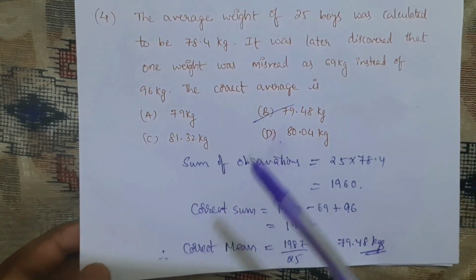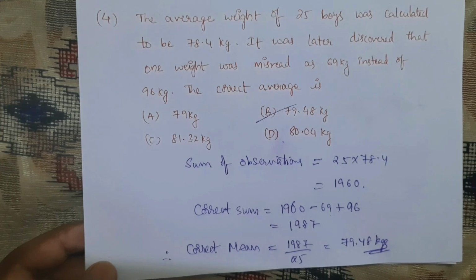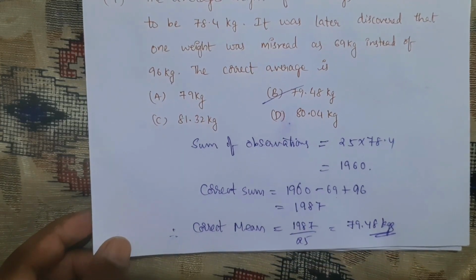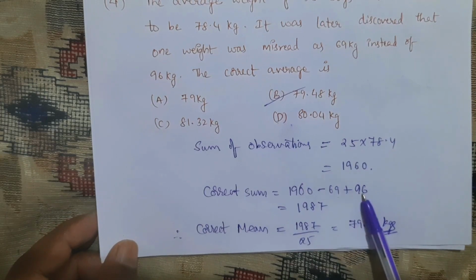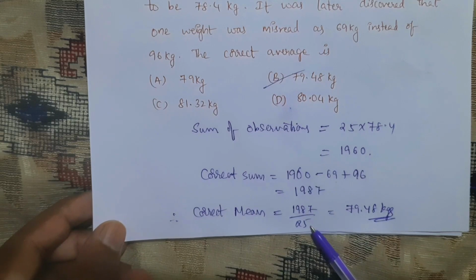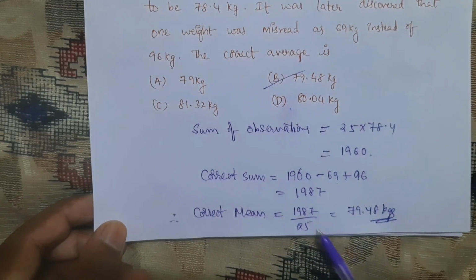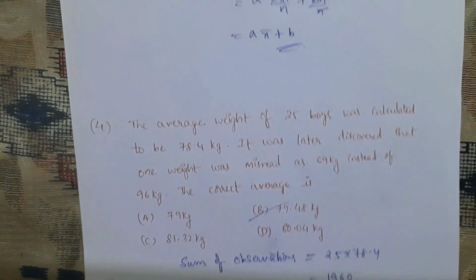This is how we need to do when they give a misread and we need to find the new correct average. In the total sum we need to delete the misread one and add the correct one. Then, if we divide the total sum by the number of boys or number of items, we will get the correct mean, or nothing but the correct average. This is about the fourth question.